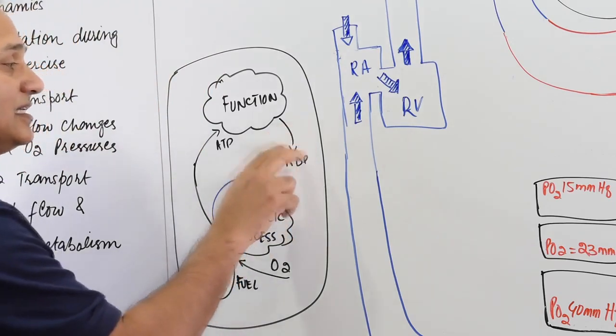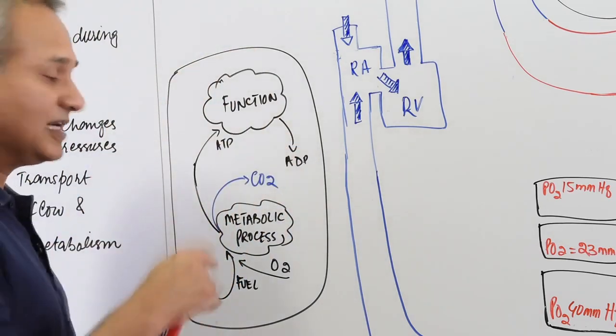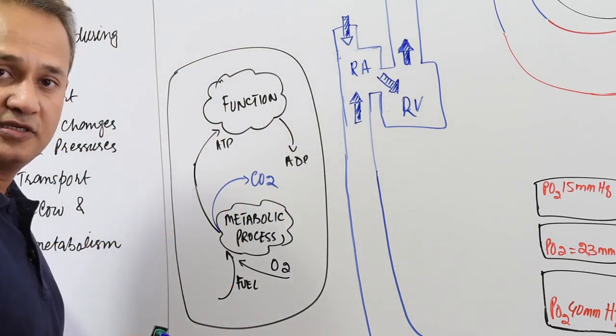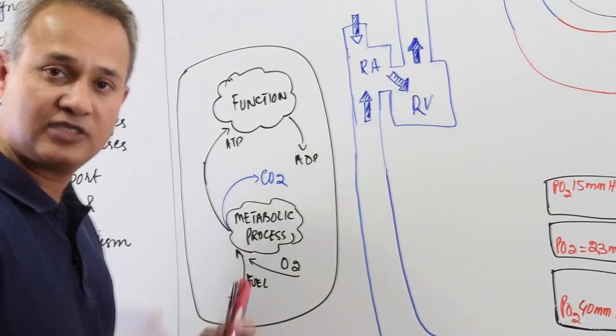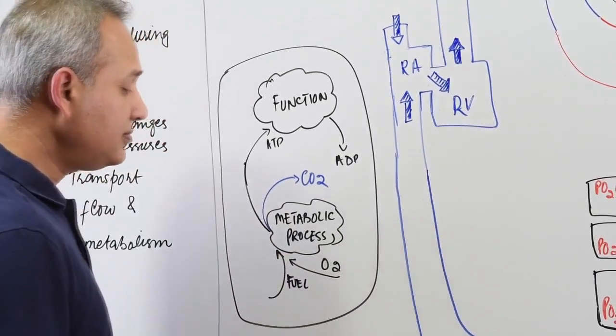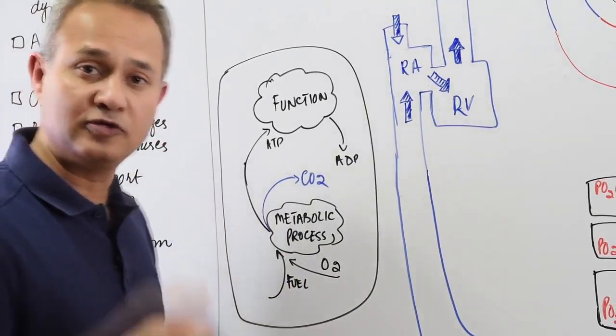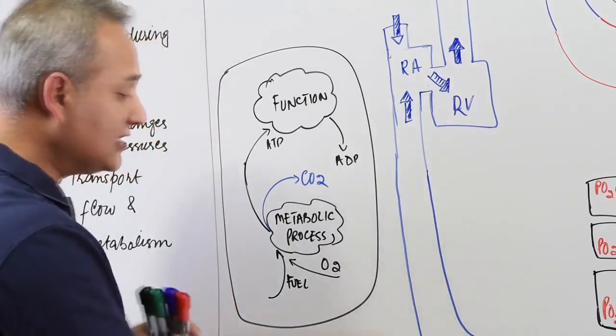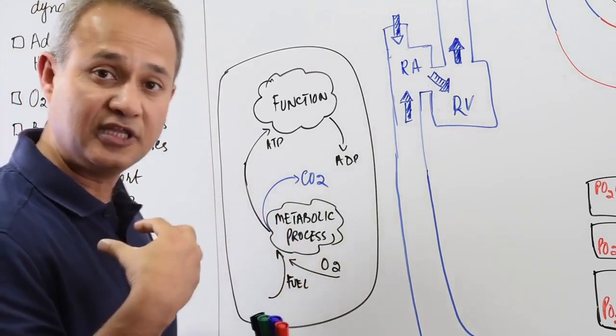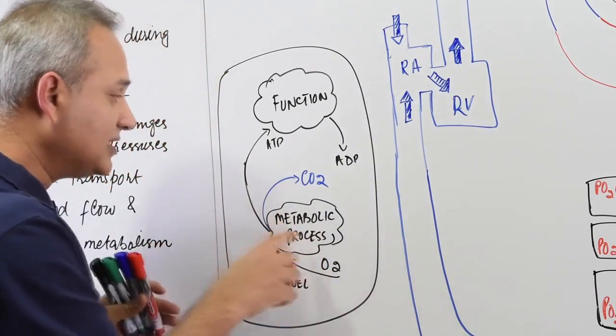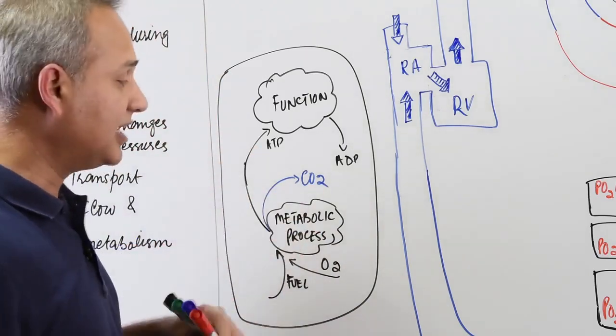ADP, so this is the key point here, this is the takeaway, write it down. When ADP increases, it signals the cell's metabolic processes. Metabolic processes are the ones that are making energy. These processes use fuels, the things that you eat, and they use oxygen, the thing that you breathe, and they combine them and process them to create ATP and carbon dioxide.